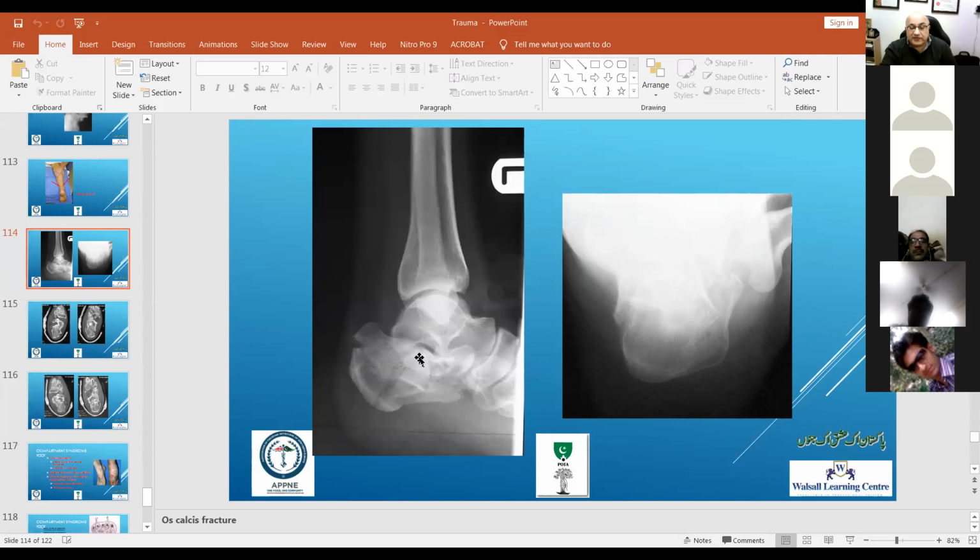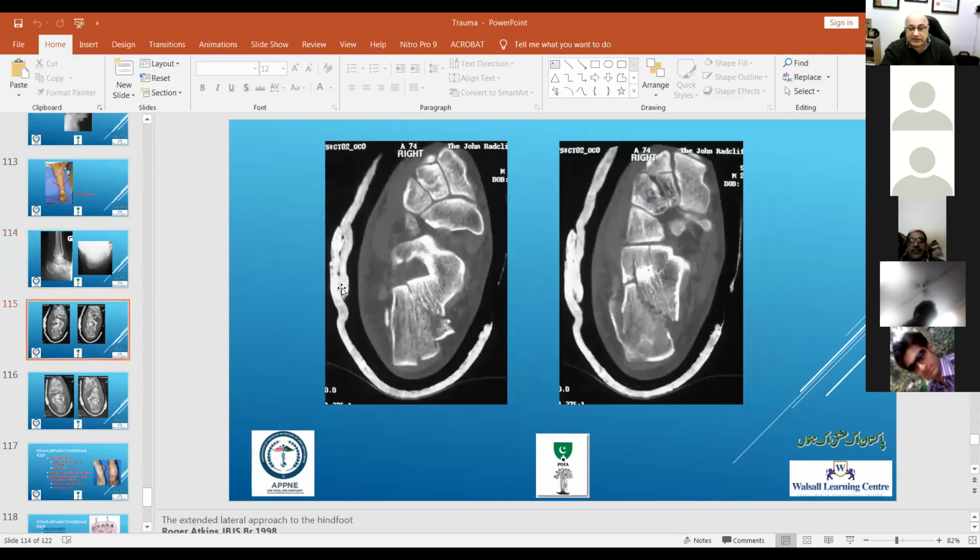So if you look at it, you know that this needs fixing because both the angles are gone, and in the Harris view, the whole thing is shortened and broadened, so you can't wear a shoe, and the angles are all gone. If you do not fix them, they will have problems weight bearing in the future. So the next thing I'd like to do is have a CT scan, isn't it?